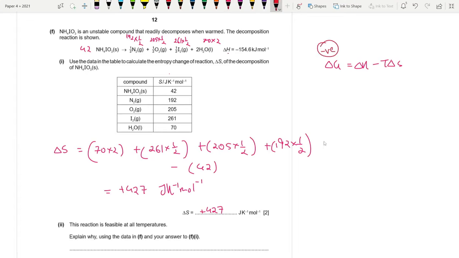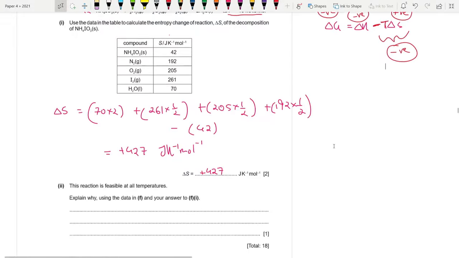Now, check this out. The enthalpy change of this reaction is negative, and the change in entropy is positive. But there's a minus sign in this formula before del S, right? So minus plus equals minus. So in general, this value will be negative. So minus T del S will always be negative, and del H is also always negative. So del G will always have a negative value, and that's the reason.